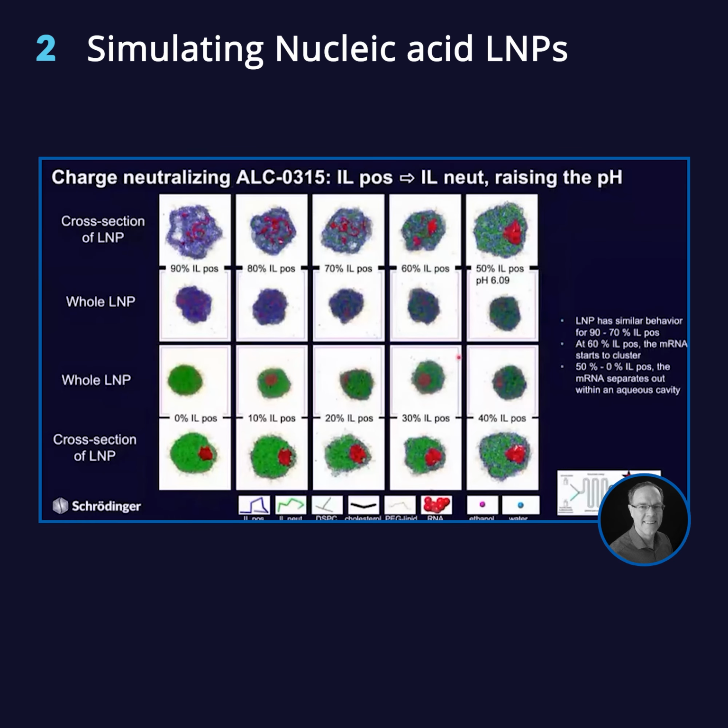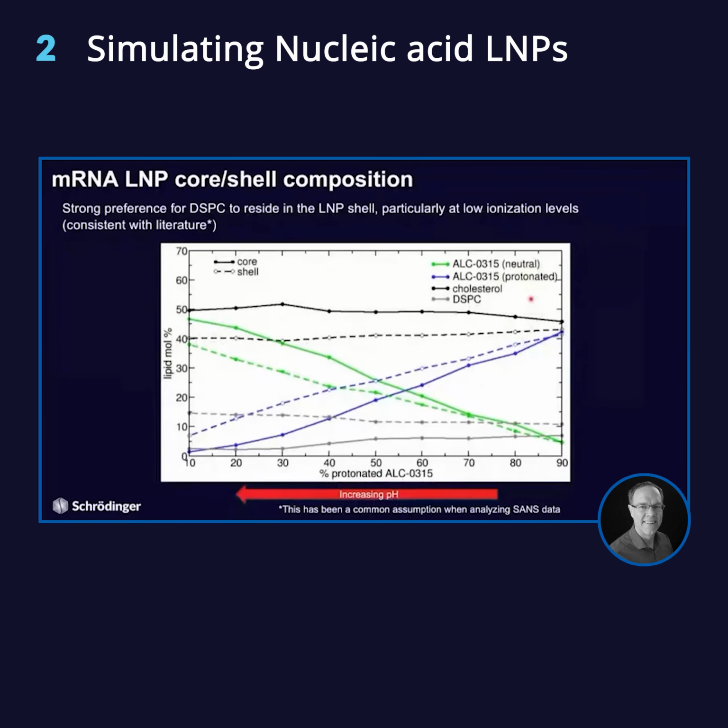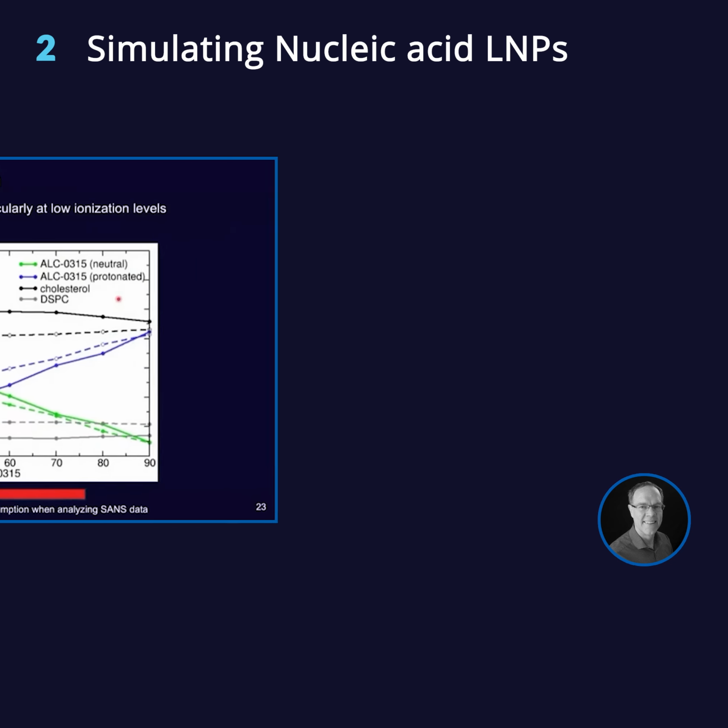The other thing we can do is now we can imitate another part of this finishing process, and that's where we're raising the pH from a relatively low pH, 4 or 5, used for encapsulation, up to blood pH 7.4. As you can see, as you're getting less and less ionizable, positively charged ionizable lipid, the RNA starts to separate out at about 50%. And this is the Pfizer-BioNTech formulation. And then we can also characterize composition of the interior versus the shell of the lipid nanoparticle. There's some experimental information available on that.